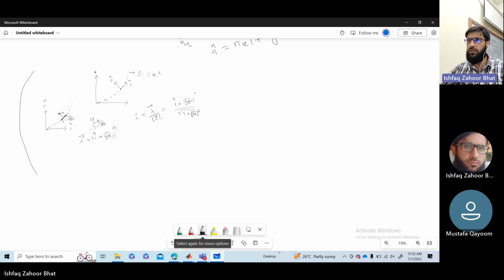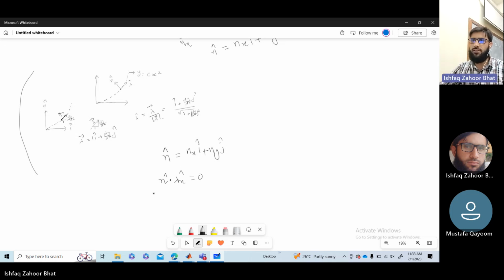So what we need is n hat, and n hat is nothing but nx i plus ny j. So basically n hat has two components, an x component and a y component. But one thing is for sure, that n is perpendicular to lambda. So if we take the dot product, it should be 0.